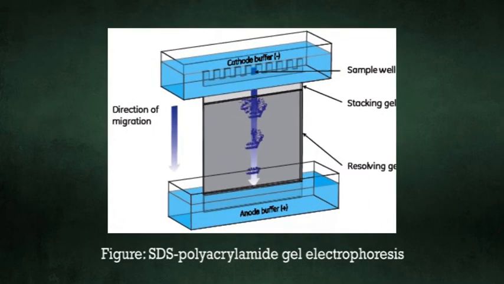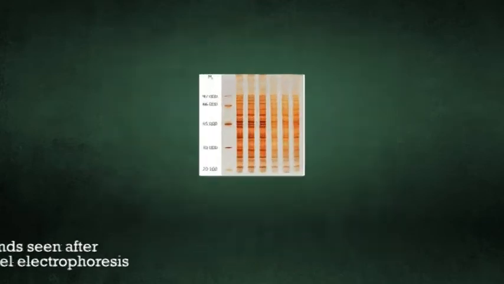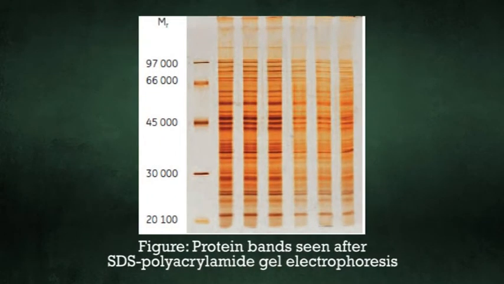And this is the SDS polyacrylamide gel electrophoresis apparatus. And next are the protein bands seen after SDS polyacrylamide gel electrophoresis.